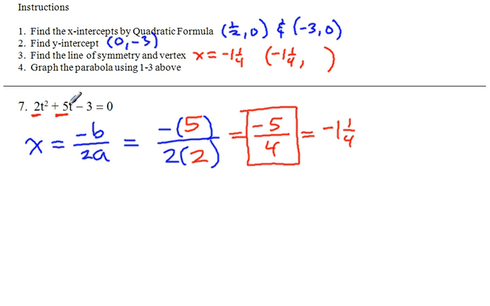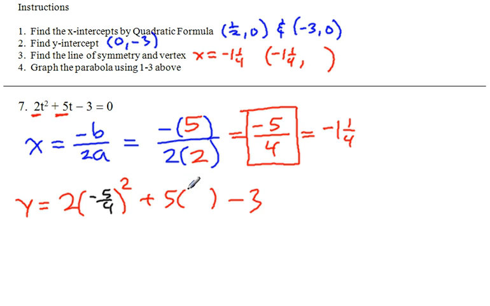Remember, we change these t's or b's, whatever they are, change them to x's. So we've got y equals 2 times the x value squared, then plus 5 times the x value, and I'll fill those x values in a sec here, and then -3. In our case, the line of symmetry is our x value of the vertex. So I'm going to put -5/4 in here for both values since they're both x's.